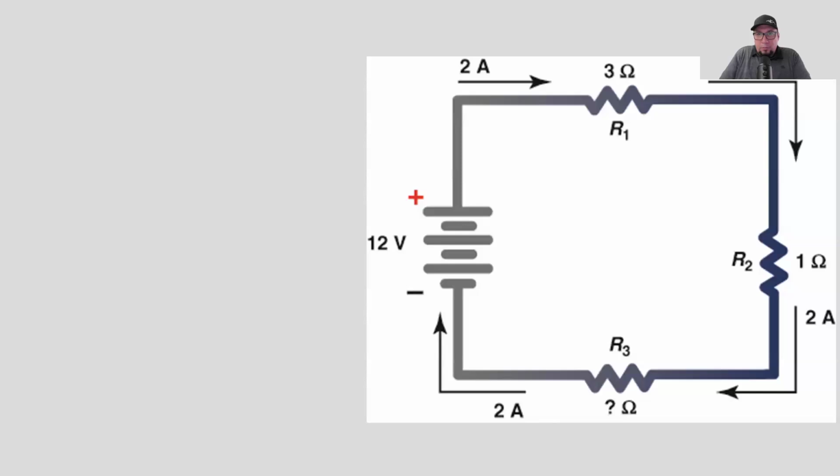Now 6 ohms equals R1 plus R2 plus R3. So R1 is 3, R2 is 1, and R3 we don't know. So 6 equals 3 plus 1 plus 2. So R3 has to be 2, because 2 plus 1 plus 3 is going to equal 6 for us. So R3 is 2.